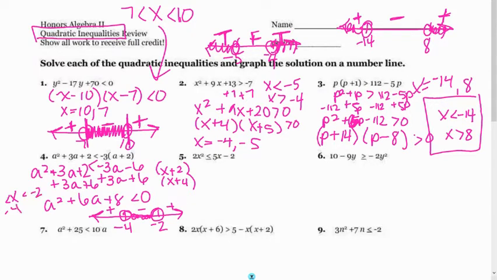I want to make sure to do number 5 because there will be an AC method problem on the test. Okay, so you have to factor by AC method.